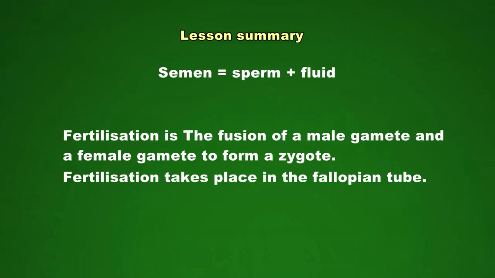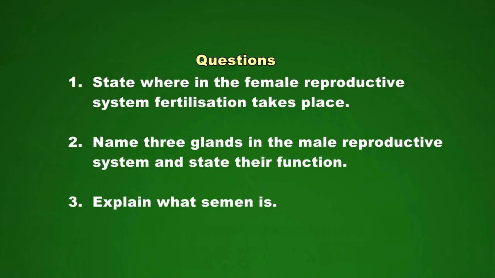Viewers, before I sign off, I would like to ask you a few questions to think about. Question 1. State where in the female reproductive system fertilization takes place. Question number 2. Name 3 glands in the male reproductive system and state their function. Question number 3. Explain what semen is.